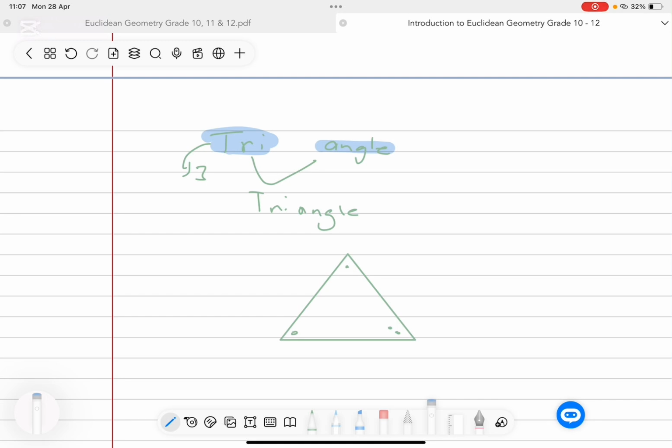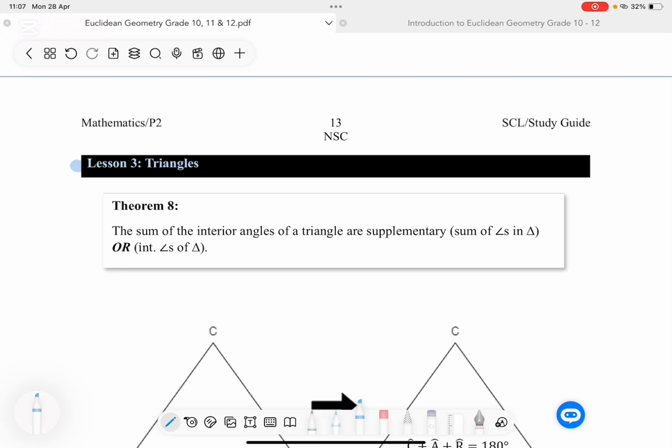And not only that, with triangles, we also have 3 sides. So at the end of the day, a triangle would be a polygon that has 3 angles and 3 sides. Or one can say it is a shape that consists of 3 angles and 3 sides. Now, with that knowledge, we are going to look at different theorems that pertain to triangles.